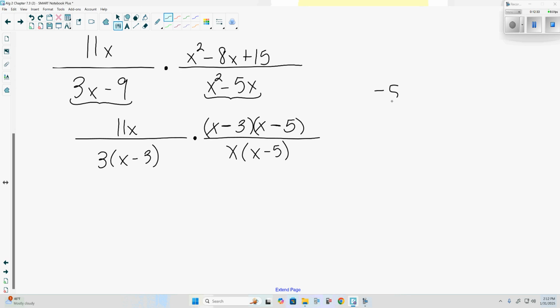X times negative 5 would be negative 5x. Negative 3 times x is negative 3x. Again, it is good to just verify and make sure that that is the middle term that we want. Because it could be that x minus 3 and x minus 5 aren't the factors and nothing simplifies. But here, those are the correct factors and this will simplify.